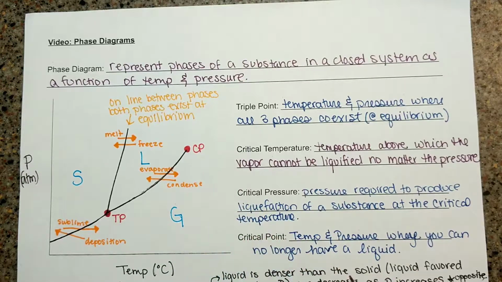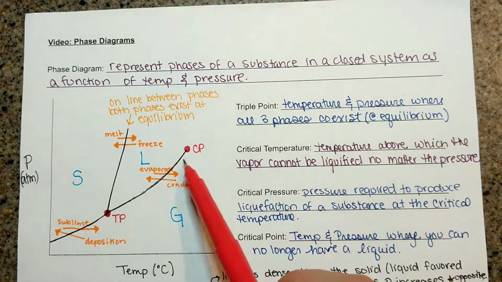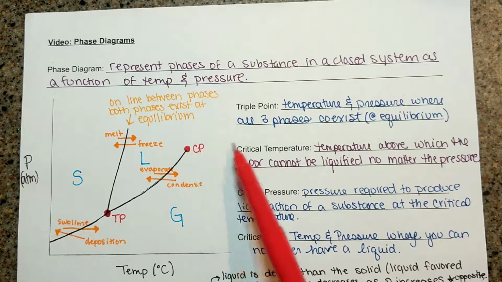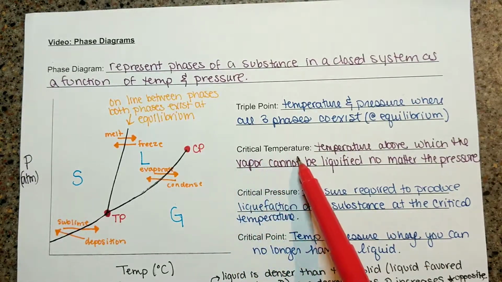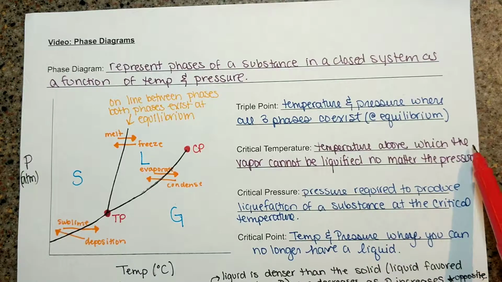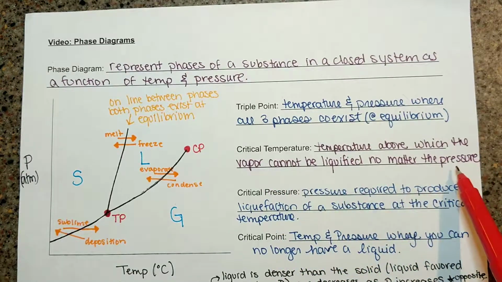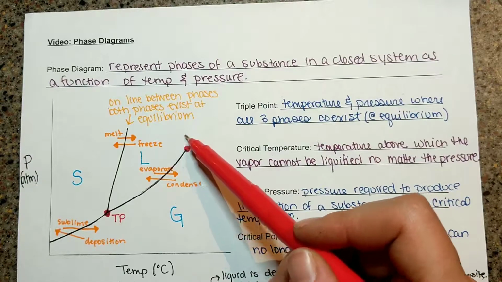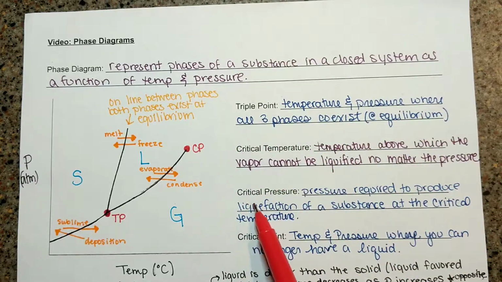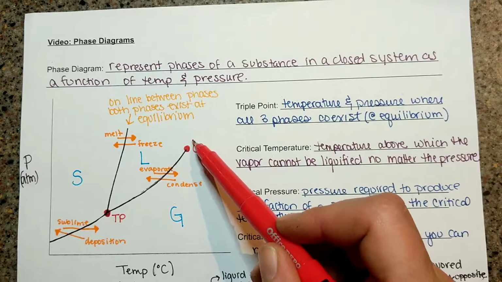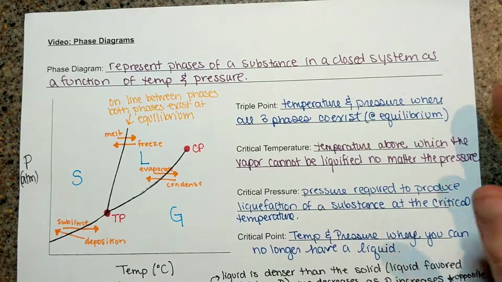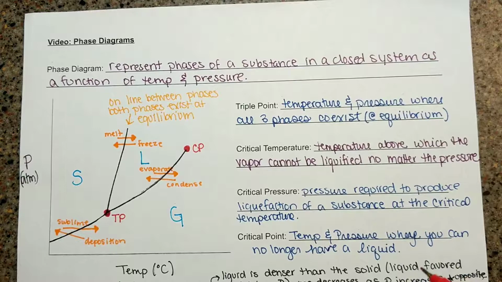Here we have something called the critical point. This is a temperature and pressure where you can no longer have a liquid. The difference between liquid and gas kind of gets fuzzy at this point. So at the critical point, we have both a critical temperature and critical pressure. The critical temperature is the temperature above which the vapor can no longer be liquefied no matter the pressure. So above this temperature, I cannot make a liquid. The critical pressure is the pressure required to produce liquefaction of a substance at the critical temperature. So at this point, the distinction between liquid and gas isn't really easy to define. We say that's kind of a fluid state.